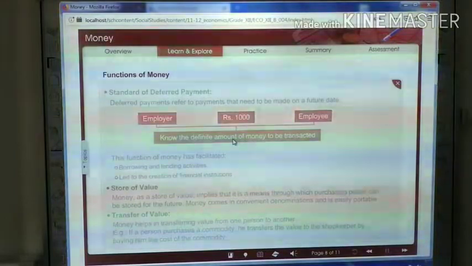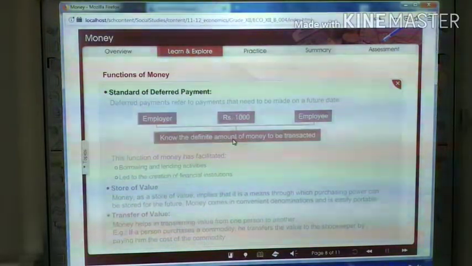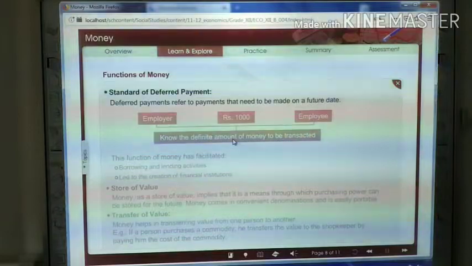store of value, and transfer of value. Standard of deferred payments. Deferred payments refers to payments that need to be made on a future date.